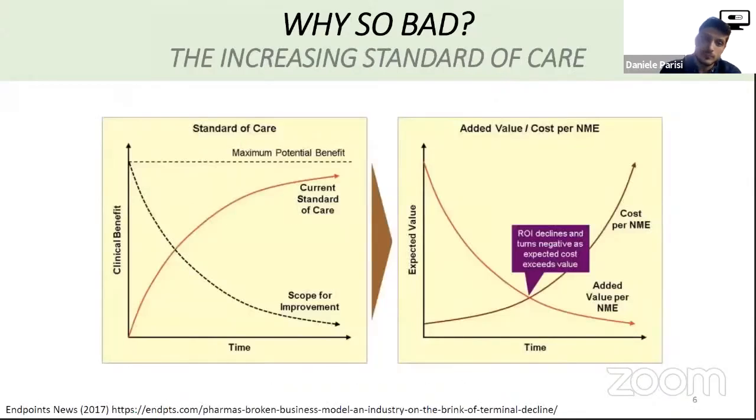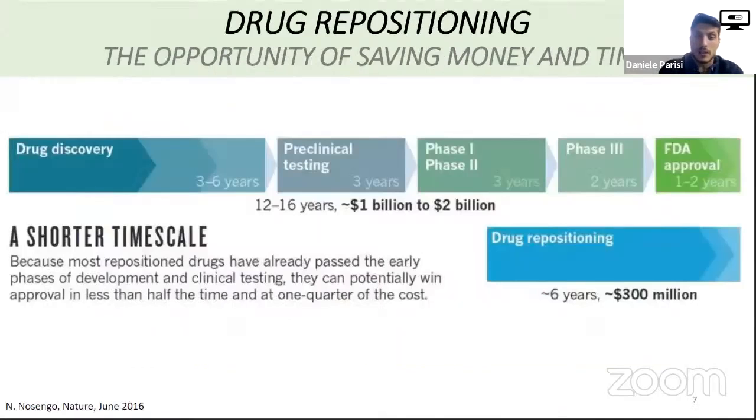Another theory is related to the increasing standard of care. Every time we bring a new drug to the market, we increase the standard of care. So we need more and more studies and more and more data in order to make the next drug safer than the previous one. That has a big impact on the total amount of money we have to spend to bring a new entity to the market.